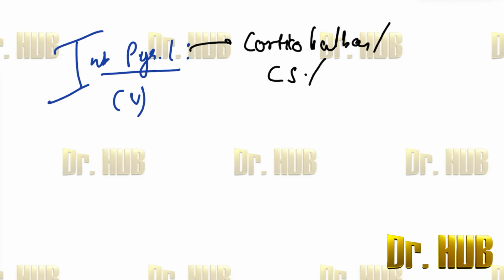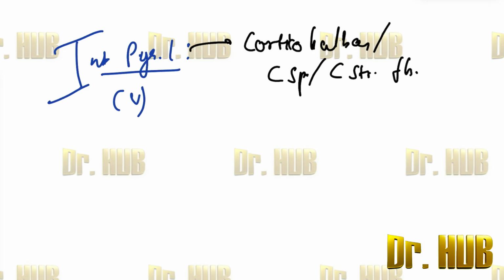Next we have the internal pyramidal layer. What is happening in the internal pyramidal layer? The internal pyramidal layer is the fifth in order, and it gives rise to the corticobulbar, the corticospinal as well as the corticostriatal fibers.